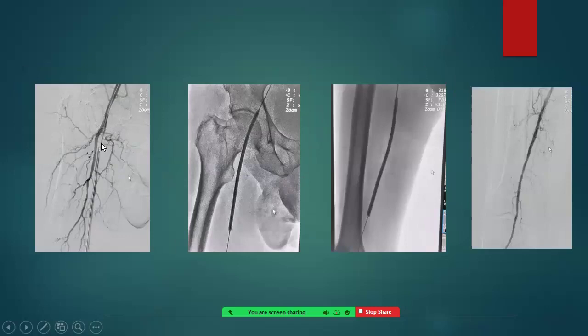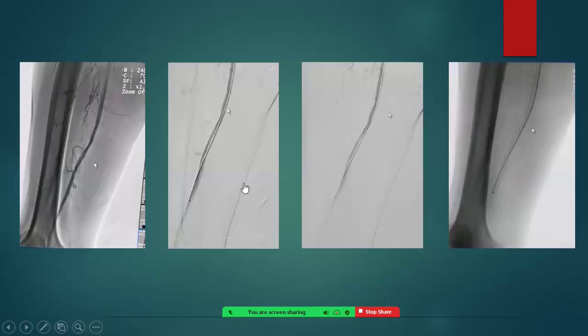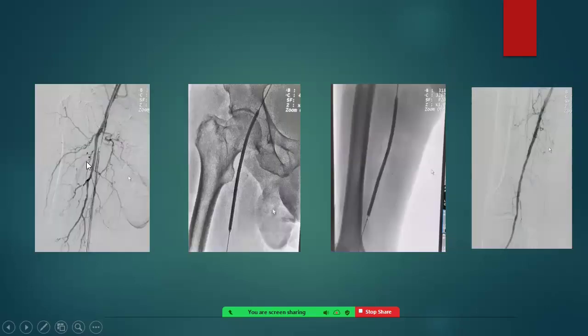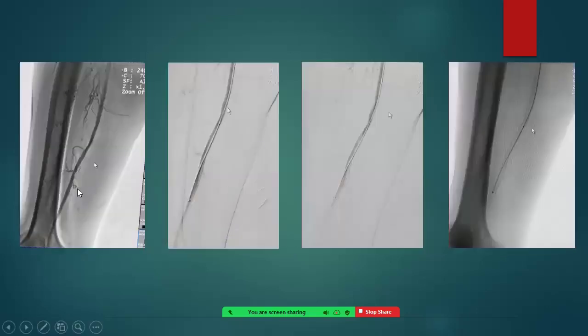This patient also has the narrowing of the proximal part of the SFA. First we have to do the ballooning of the proximal part of the SFA, then in the mid part. So we were able to establish the flow. In this case, then we place the stent.